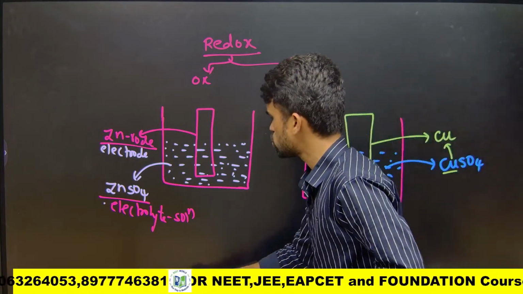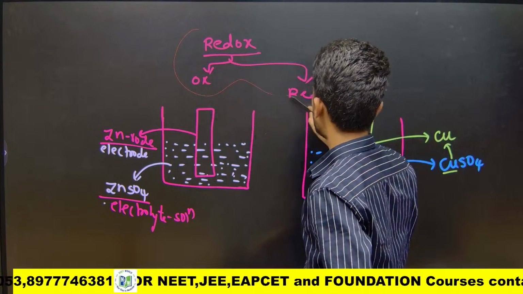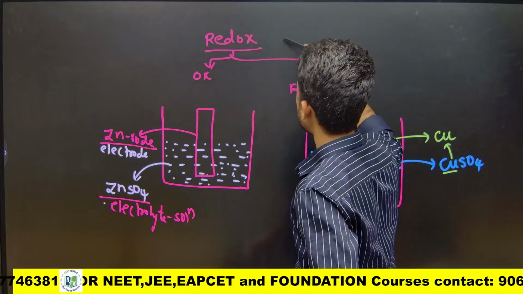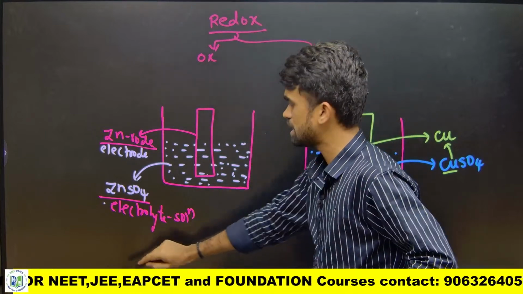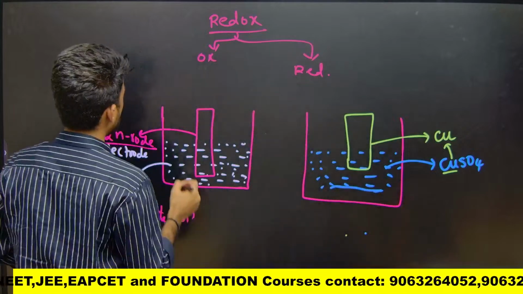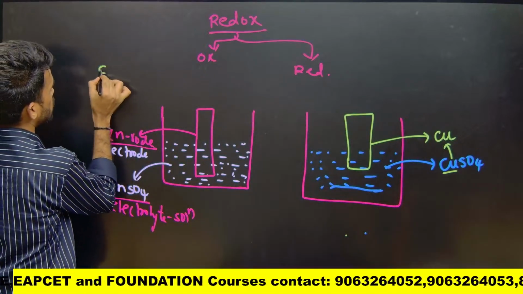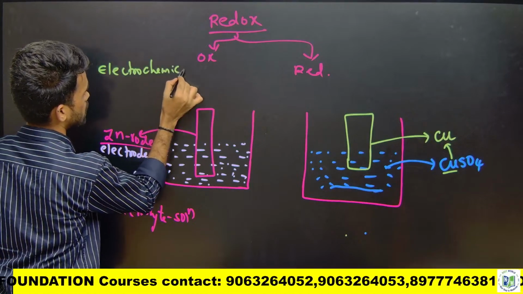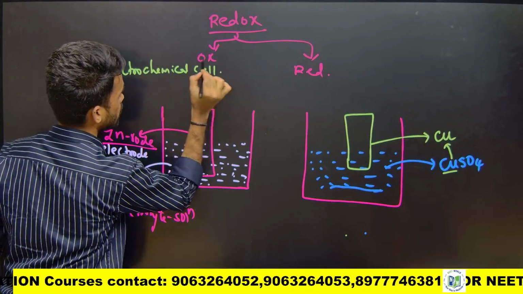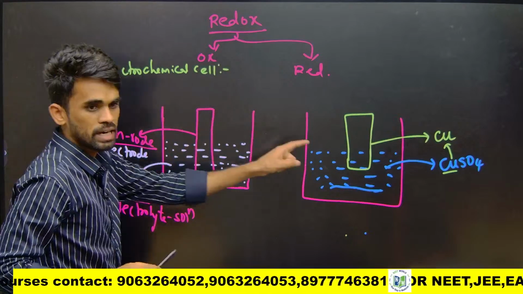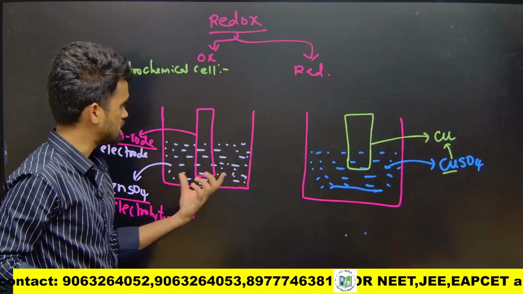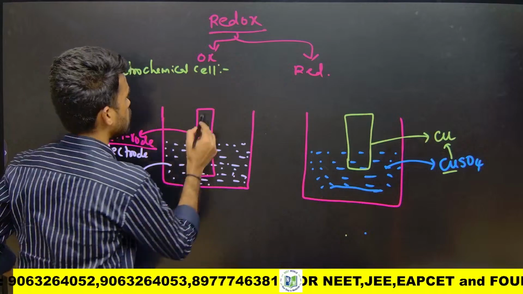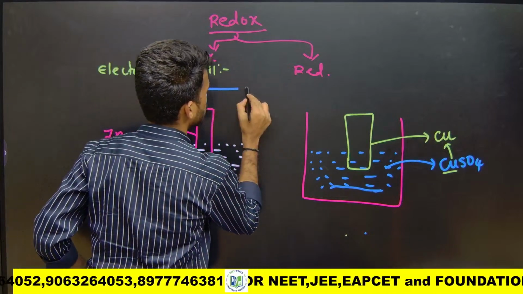Now these two things have to be connected. So I am connecting them. What we are doing now is constructing this electrochemical cell. We need to connect these two half cells. This is one half cell, this is another half cell. So for this I am connecting this.